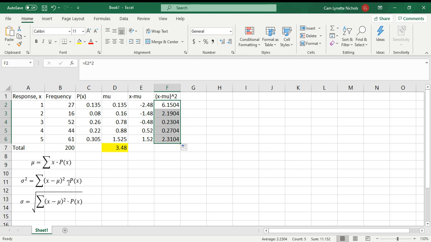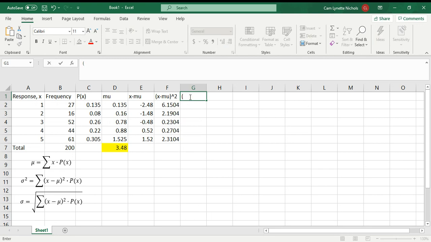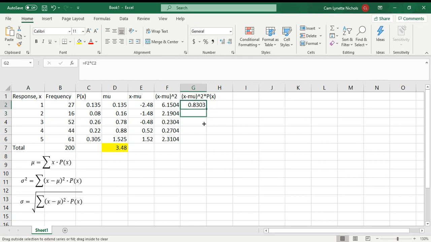And then we have to multiply that answer times the probability. So I'm going to do x minus mu squared times the probability. So equals x minus mu squared times the probability, p of x. Again, I am cell referencing here. Now I'm going to just drag that down.